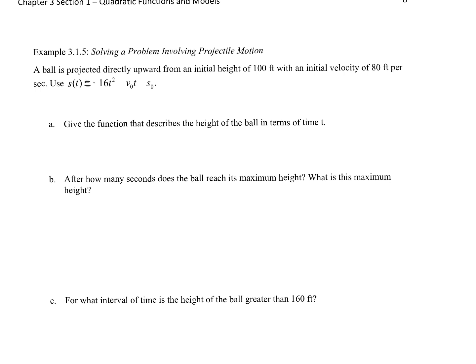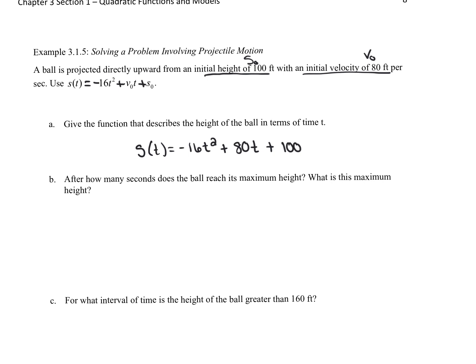So the next problem says we're going to use that model from the previous page, the negative 16t squared plus v naught t plus s naught, to model this given situation, which says that a ball is projected directly upward from an initial height. So this is my s naught, with an initial velocity, v naught, of 80 feet per second. So give the function that describes the height of the ball in terms of t. So s of t equals my negative 16t squared plus v naught was 80 times t plus s naught is 100.